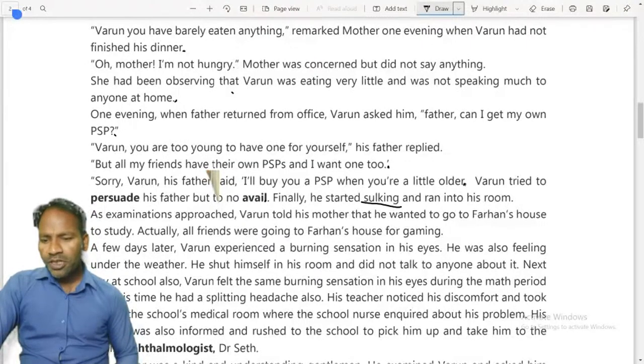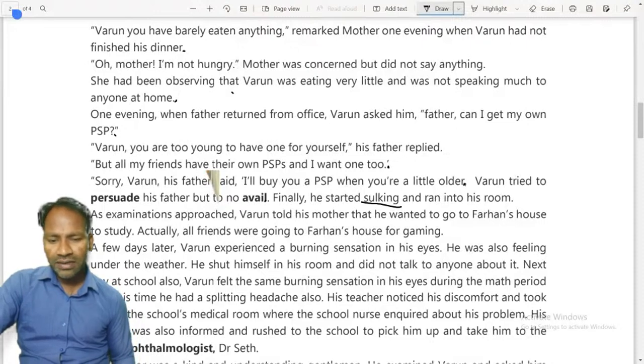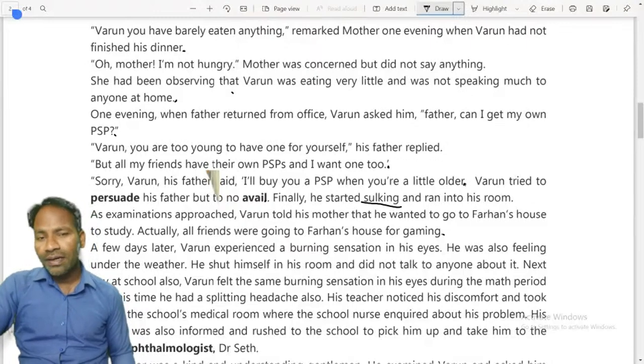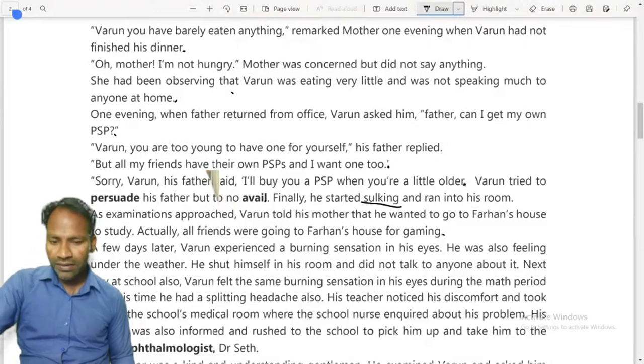As examinations approached, Varun told his mother that he wanted to go to Farhan's house to study. Actually, all friends were going to Farhan's house for gaming. Varun just found one excuse. He asked his mother, "Mother, I want to go to Farhan's house for study." But instead of studying, they were all playing games on the PSP, and mother did not even know. What happened then?